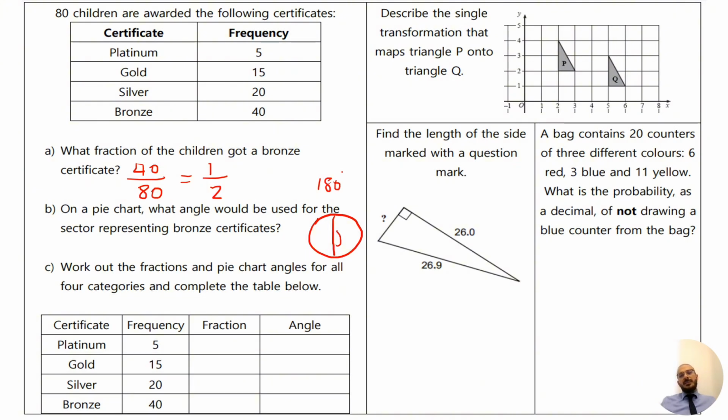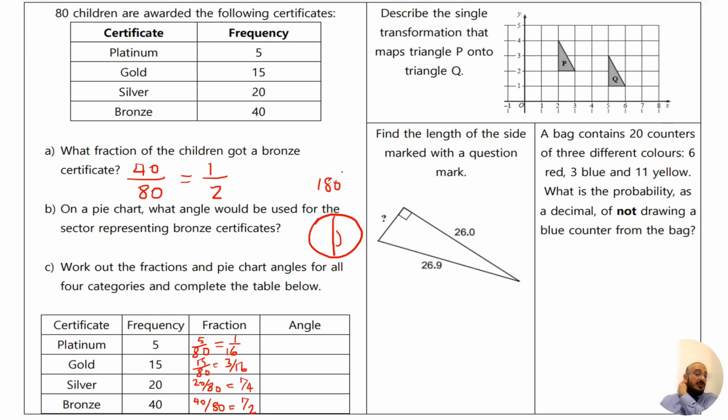Now, the next part is, so we have this information, they want us to write it down as a fraction first. So this is actually 5 out of 80, which is 1 out of 16. So you can simplify that, dividing both by 5. The next one is going to be 15 out of 80, which is 3 out of 16. Next one is 20 out of 80, which is 1 out of 4. Next one is 40 out of 80, which is 1 out of 2, which is half of that.